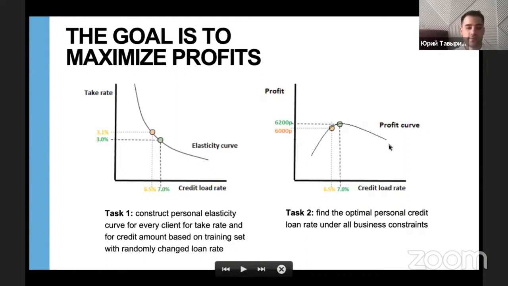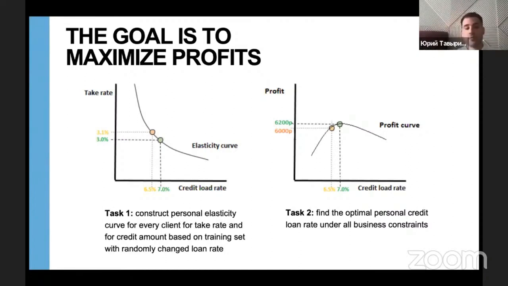Of course, the personal profit function, which directly depends on the rate, has a concave shape as in the picture. When the rate decreases, we're more likely to sell the product, but we lose most of the interest income. Conversely, when the rate increases, we're less likely to sell the product, but we receive more interest income. Thus, the task has two parts. Firstly, it's necessary to extract from the data the dependence of the probability of buying a loan and the amount of this loan. After we build personalized elasticity curves, it will be possible to optimize the sum of profits for all clients.